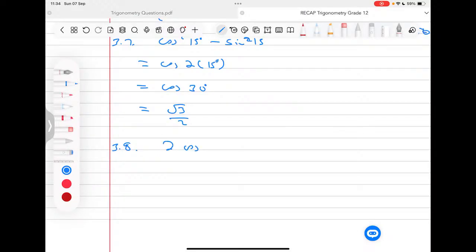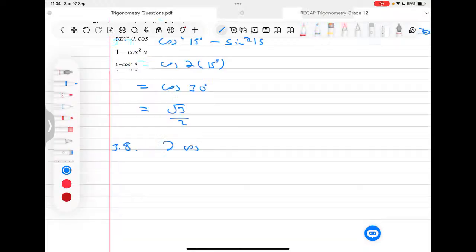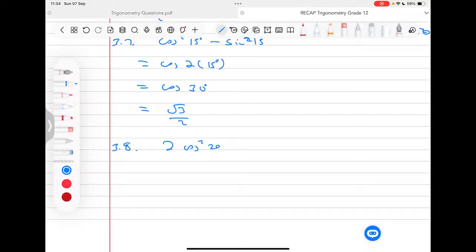2 cos squared 22.5 minus 1, right? Again, if you know your identities, you should be able to see that cos 2 theta is the same as 2 cos squared theta minus 1. You should be able to know that identity.